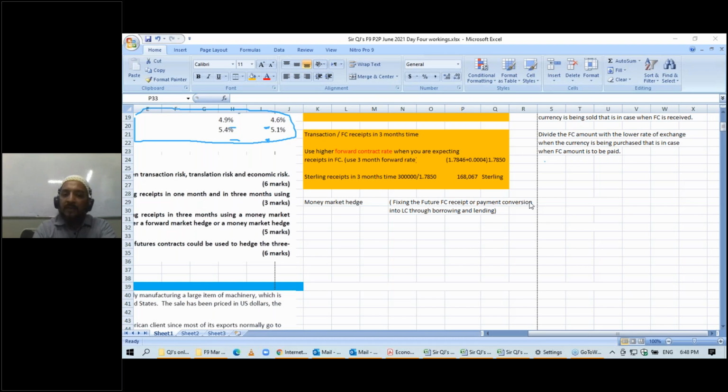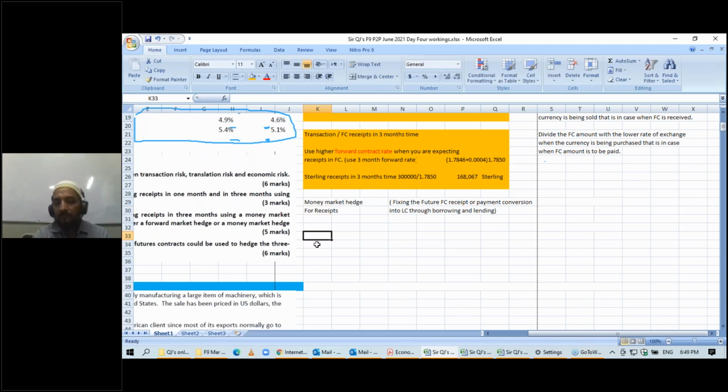If the payment overcomes the receipts in the netting process, then you will be hedging the payment. You'll be using the forward contract, but using the buying rate instead of the selling rate, the lower rate, right? So let's do the money market hedge for receipts. There are two strategies, one for the receipts and one for the payments. Right now we are going for the strategy for the receipts. What will you do for receipts?